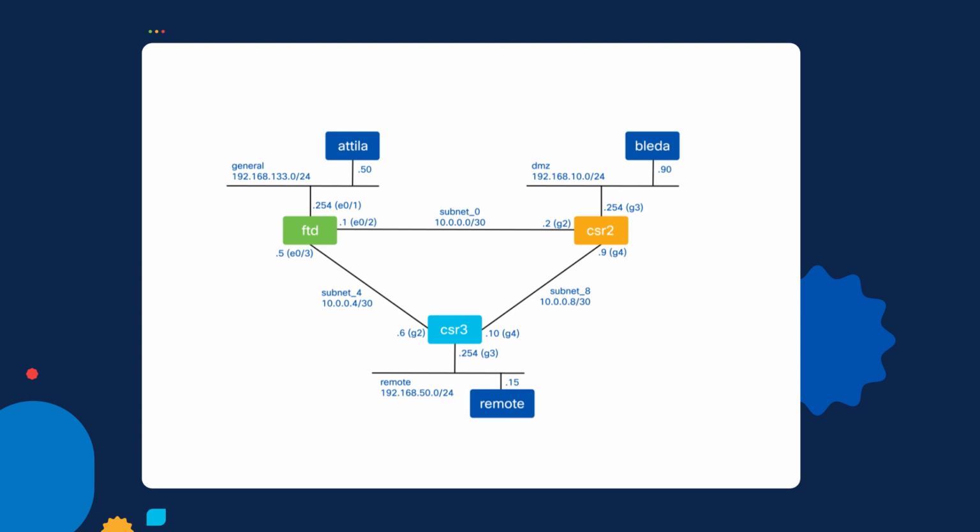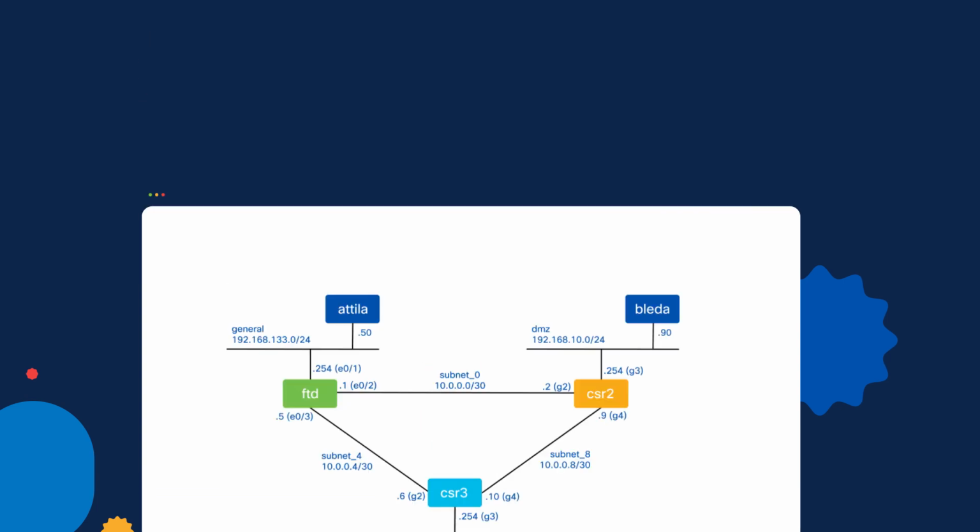Now, on each of these networks, we've got a host. There's Tiller on the general network, Bladder on the DMZ, and we've got the host Remote on CSR3. These are VMs, actually Ubuntu. So let's move over and see these in action.